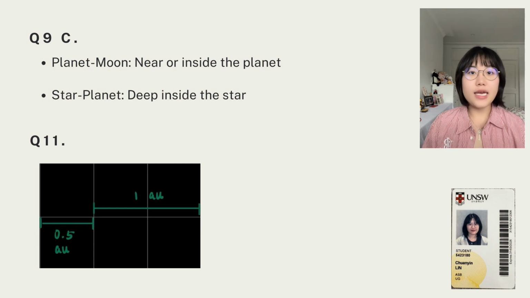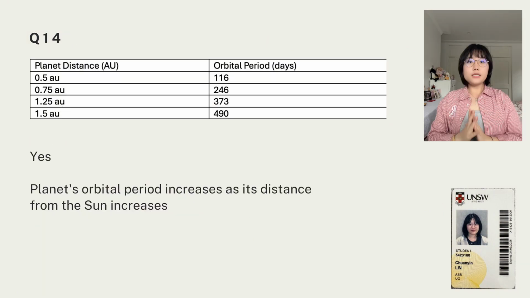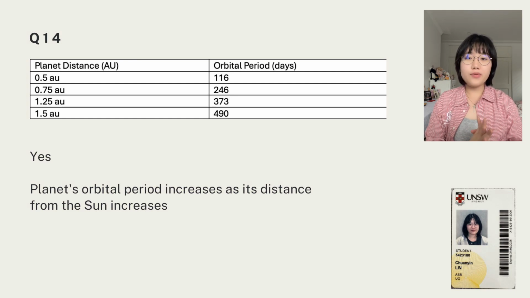For question 11, in reality the Earth-Sun distance is 1 AU, but in this simulation this distance is 2 markings, thus each marking is 0.5 AU. For question 14, when the planet's distance is 0.5 AU, the orbital period is 115 Earth days. At 0.75 AU, it's 246 Earth days. At 1.25 AU, it's 373 Earth days. At 1.5 AU, it's 490 Earth days. This confirms the key principle of Kepler's third law: a planet's orbital period increases as its distance from the sun increases.